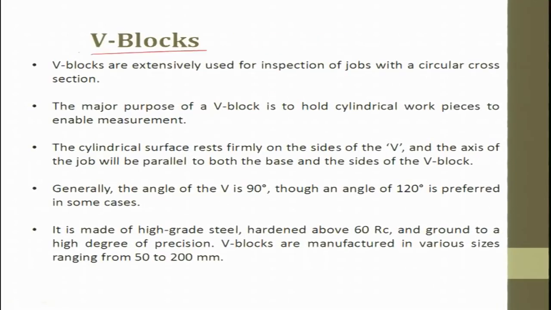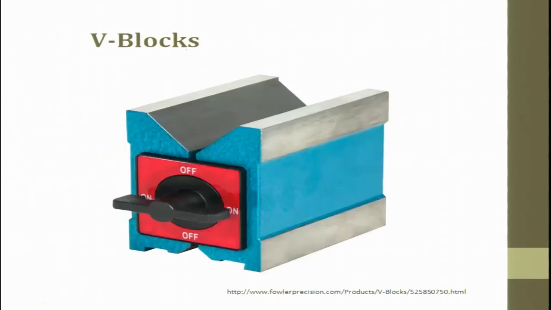Next is V block. Let me first show the V block. This is a V block. In this V block, we always try to put a cylindrical piece. A cylindrical piece is put, and then if you want to measure the height of it, you can start measuring it. If it is a magnetic material, all you have to do is put a flat plate and then rotate the knob and magnetize it such that this V block gets firmly fastened to the surface plate. It is because of the magnet present. Okay.